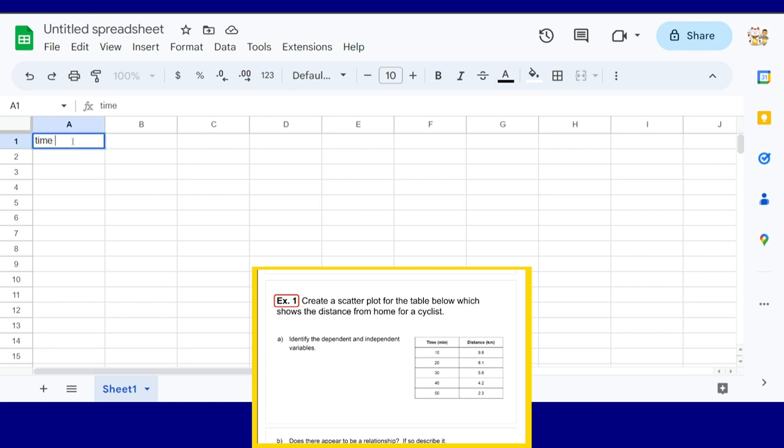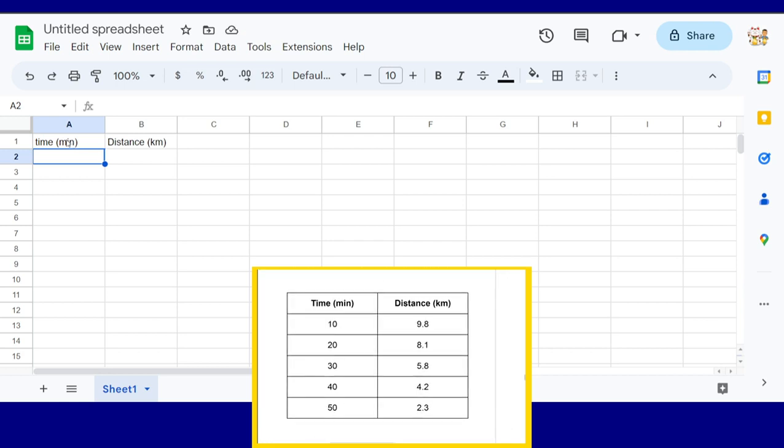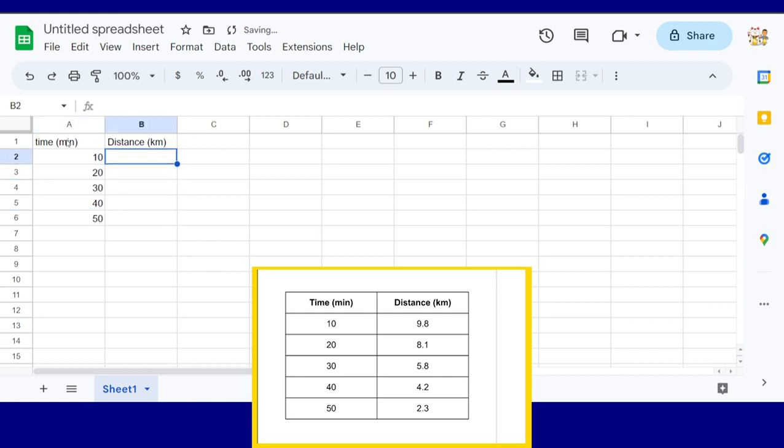We have our time in minutes, and then we have our distance in kilometers. So I'm just going to copy over that data. You can hopefully see it here. So we have 10, 20, 30, 40, 50 minutes. And our distance is 9.8, 8.1, 5.8, 4.2, and 2.3.